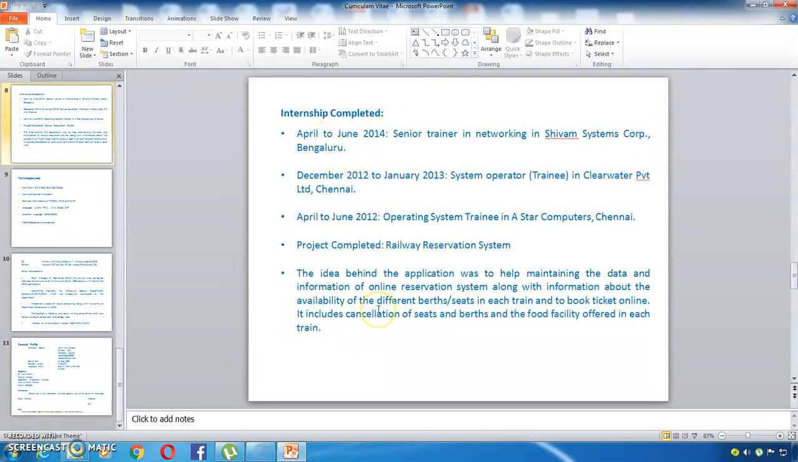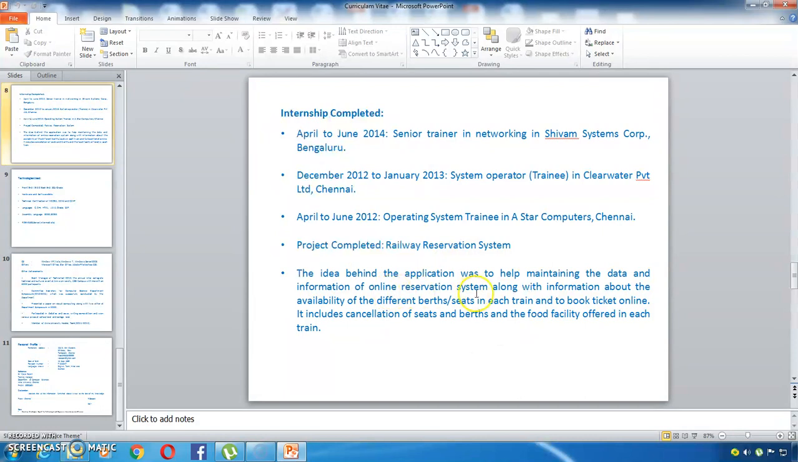Then internship. If you have completed any internships while you study in your college, you can accommodate those things. If you have undertaken any project work, or any training programs or internships, you can include all the details here. So here he has furnished where he had his internship. This person has completed his networking training in Shivam Systems and also as a system operator, and he got his internship as operating system training in Haystar Computers, and he has completed a project in railway reservation system.